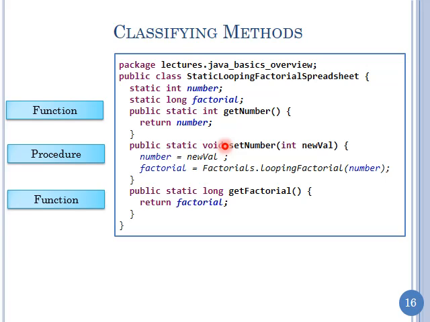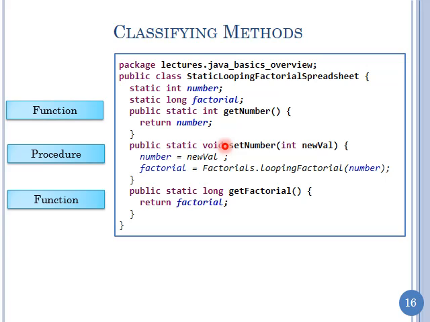Can I somehow further classify these functions and procedures? Can I say that this is this kind of function and this is this kind of procedure? The procedure mutates the values. Okay. So which procedure mutates values? Set number. Set number is a mutator, and get number is a, what's the opposite of mutator?